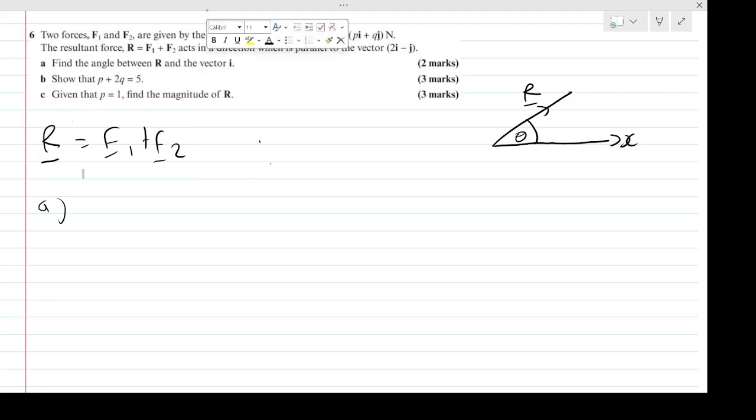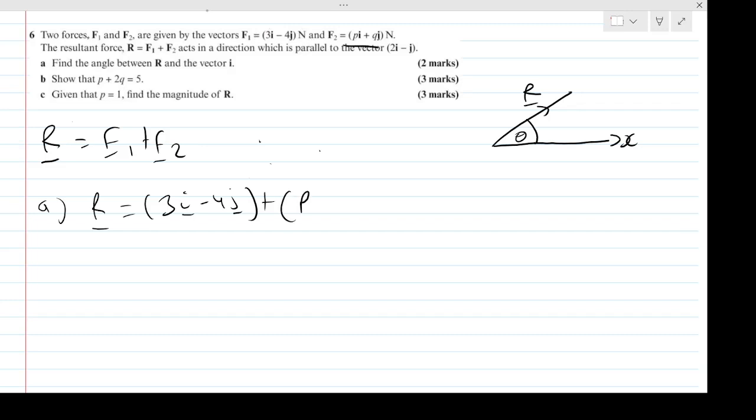If we do that, R is going to be F1 and F2. Well, F1 is 3i minus 4j, add F2, which is pi add qj. And so if we add the i parts, we're going to get 3 add p, lots of i. And then add the j parts, we're going to get minus 4 add q, lots of j.